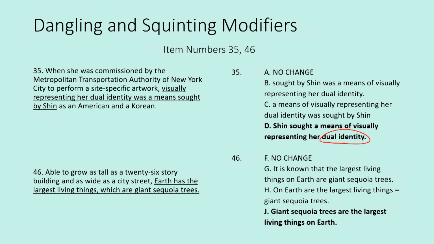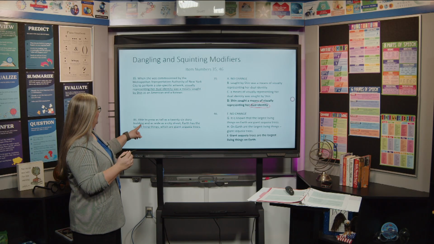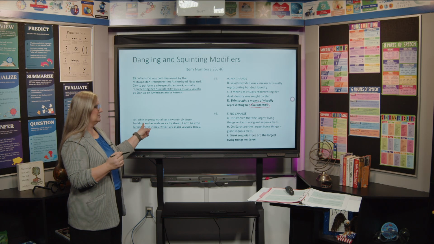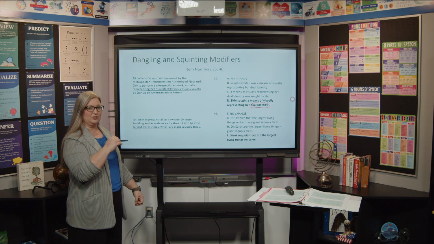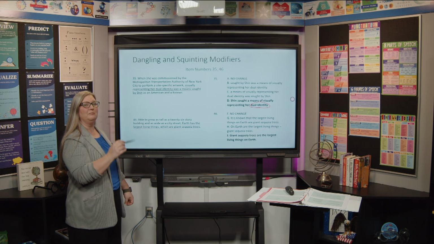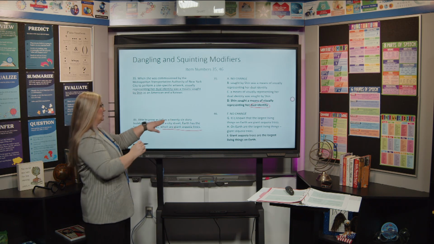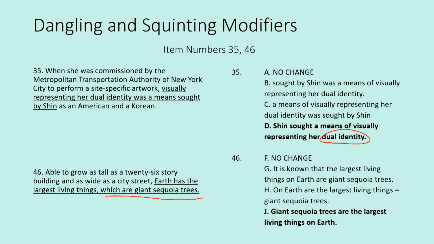Able to grow as tall as a 26-story building and as wide as a city street, Earth has the largest living things, which are giant sequoia trees. Y'all, that sounds like Earth, that Earth is able to grow as tall as a 26-story building. That's not what they're trying to say, are they? So we need to move the giant sequoia trees, which are the ones that are able to grow, closer to the part that's able to grow.